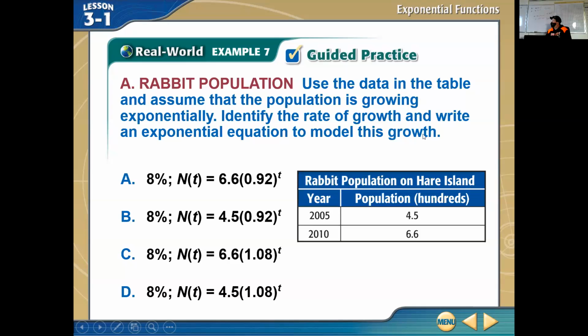Okay, we'll do one more. So use the data and assume that the population is growing exponentially. Identify the rate of growth and write an exponential equation.